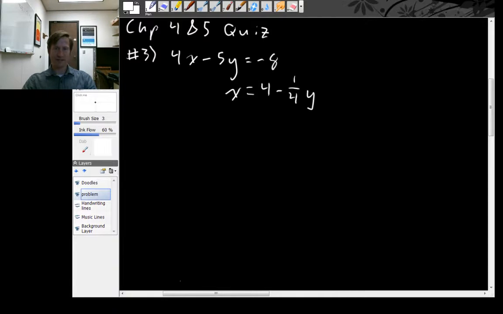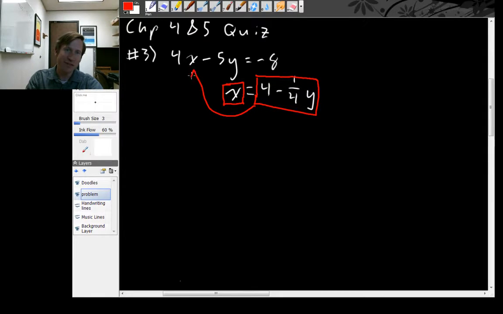So we're solving this system of equations using substitution. We can tell that substitution is a good idea because this first equation already is solved for x. It has one of the variables by itself on one side. And the idea is, since this first equation tells us that x is actually 4 minus 1 over 4y, we'll just take this and put it into the first equation for x.